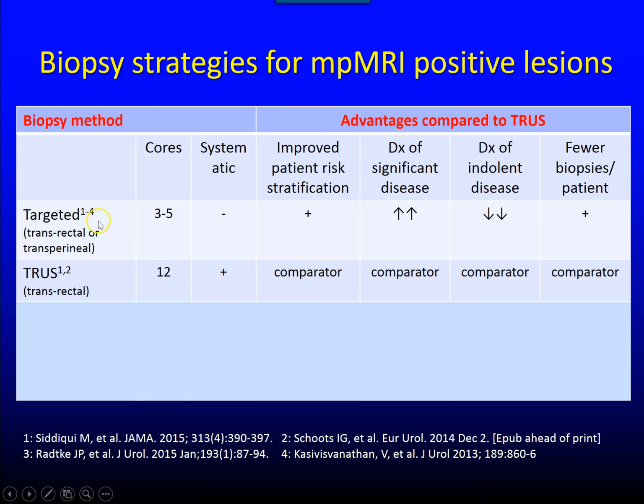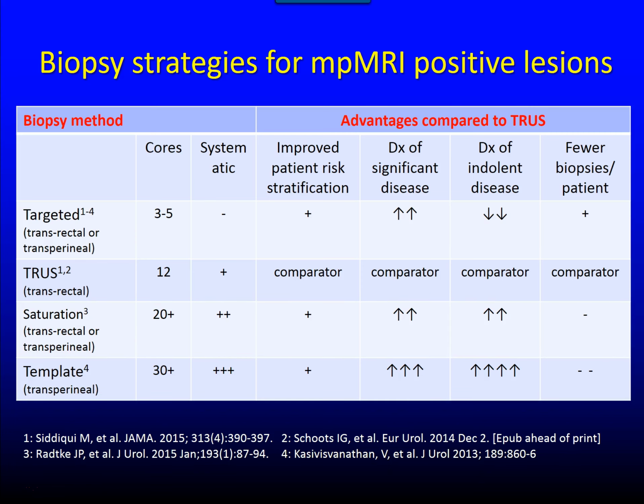We could do some targeted biopsies, and that is to say, we could acquire 3 to 5 cores. That would improve risk stratification. That would increase the diagnosis of clinically significant disease. That would reduce the diagnosis of indolent disease, and he would only get 2, 3, 4 needles. And this is something that the NCCN advises.